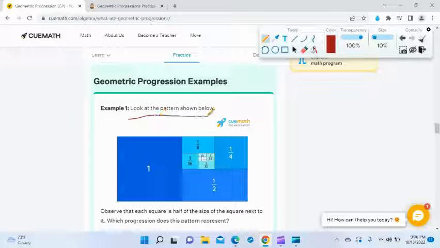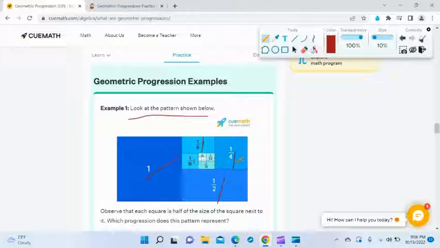So look at this pattern. There is 1, 1 by 2, 1 by 4, 1 by 8, 1 by 16, 1 by 32, 1 by 64, 1 by 128. This is the sequence. Do you think it is a geometric progression? Yes, this is a geometric progression. See, if we divide 1 by 2 by 1, then it will be 1 by 2. If we divide 1 by 4 by 1 by 2, it will be 1 by 2 again. If we divide 1 by 8 by 1 by 4, it will be 1 by 2. If we divide 1 by 16 by 1 by 8, it will again be 1 by 2.